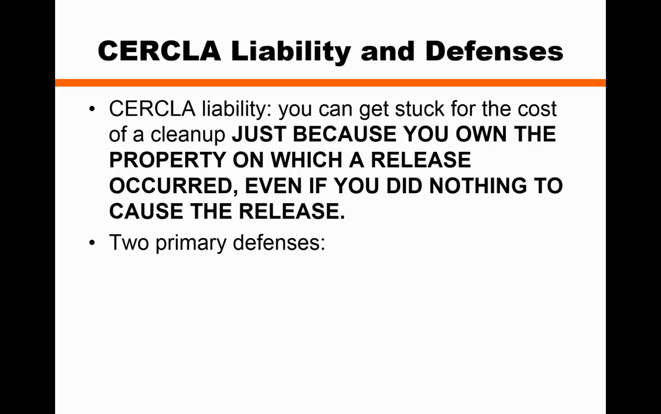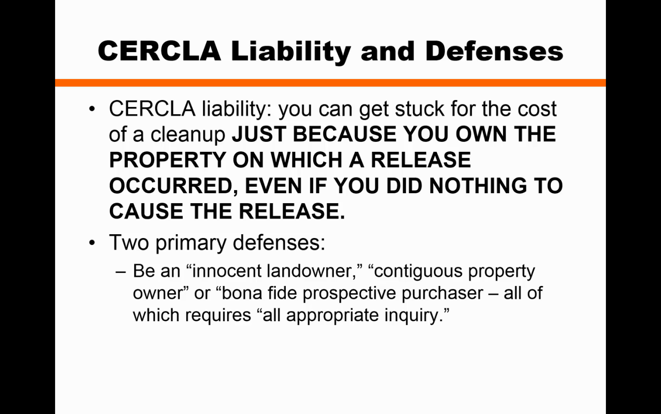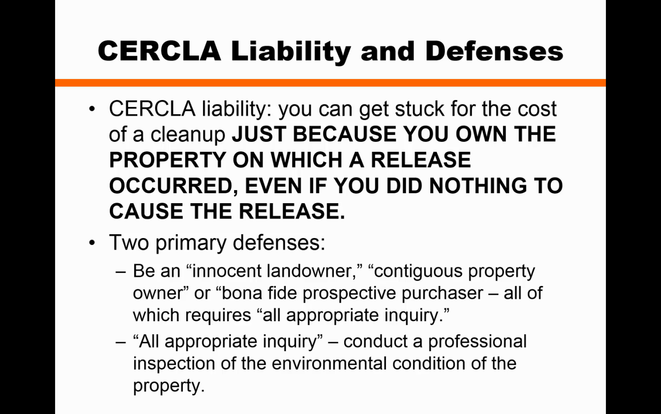Now, there are two primary ways to defend against that. Number one is to be an innocent landowner, also sometimes called a contiguous property owner, or a bona fide prospective purchaser. Either of those two defenses requires that we conduct what we call all appropriate inquiry. All appropriate inquiry is an environmental audit of the property made before it's purchased. Remember that. We can only have that liability protection if we make the inspection before the property is purchased.